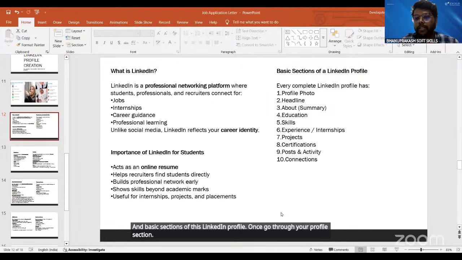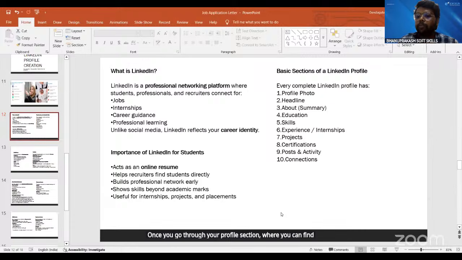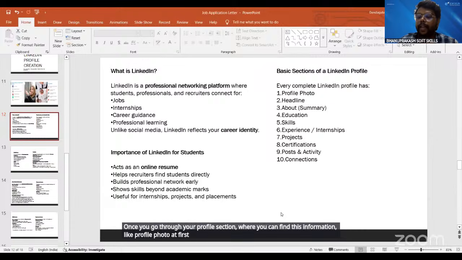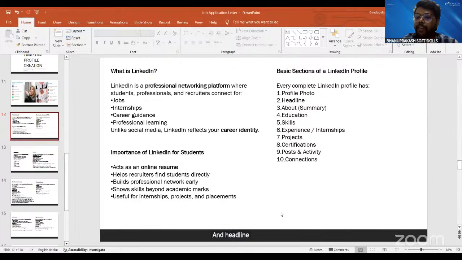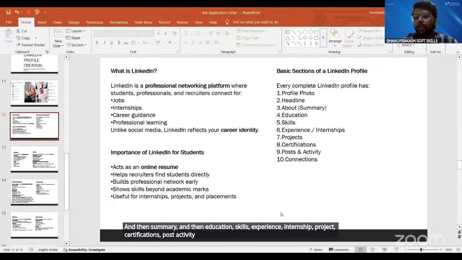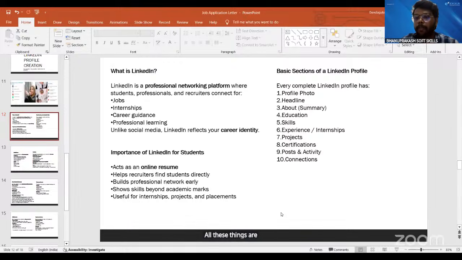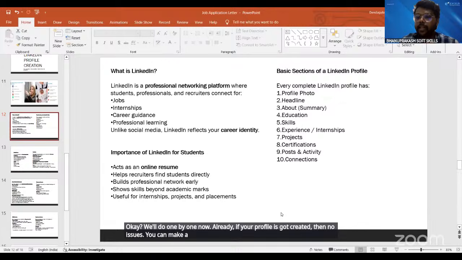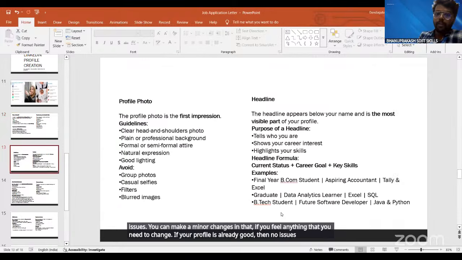Once you go through your profile section, you can find this information: profile photo at first, and headline, and then summary, and then education, skills, experience, internship, projects, certifications, posts, activity, connections. All these things are there one by one. Okay, we'll do one by one now. If your profile is already created, then no issues. You can make minor changes if you feel anything needs to change. If your profile is already good, then no issues. Now let's move one by one.